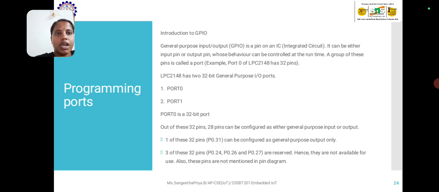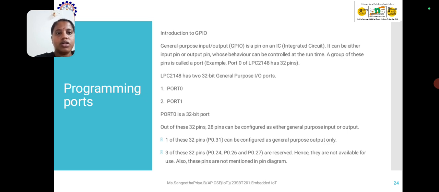Introduction to GPIO. General Purpose Input Output is a pin on an integrated circuit. It can be either an input pin or an output pin, whose behavior can be controlled at runtime. A group of these pins is called a port. For example, LPC2148 has two 32-bit general purpose input output ports: port 0 and port 1. Port 0 is a 32-bit port.